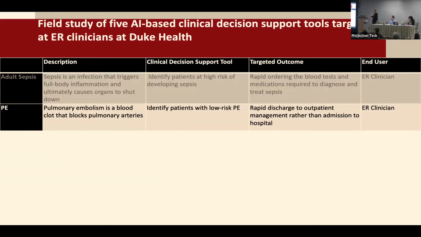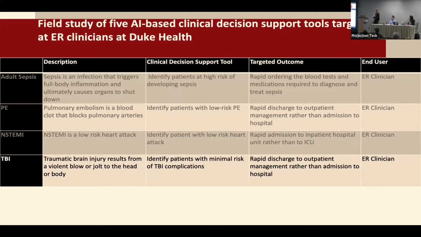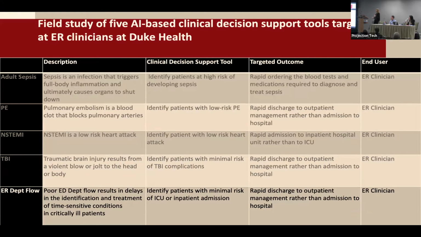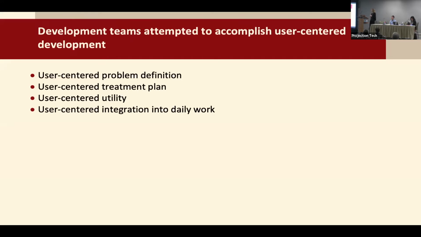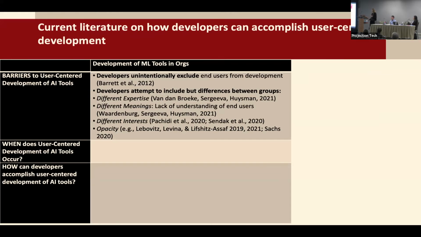The other 3, in the interest of time, I won't go through, but they are 3 more decision support tools for ER clinicians to use. In all 5 cases, development teams attempted to accomplish user-centered development, by which I mean they tried to figure out which problems are most important to users. What do users think about treatments? Do users find these useful? And can users integrate these into their daily work, according to the users' own judgments?